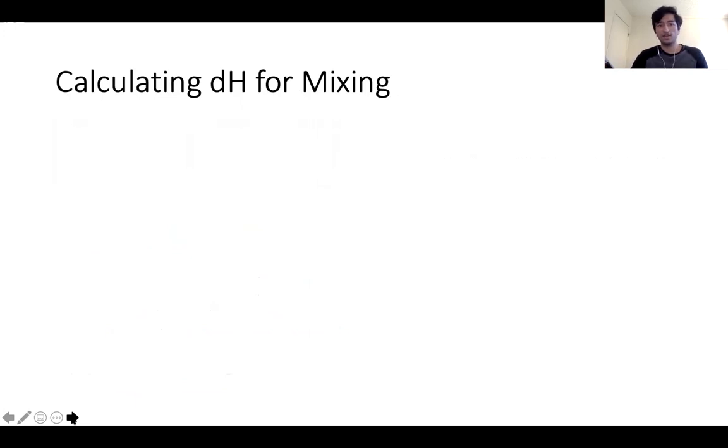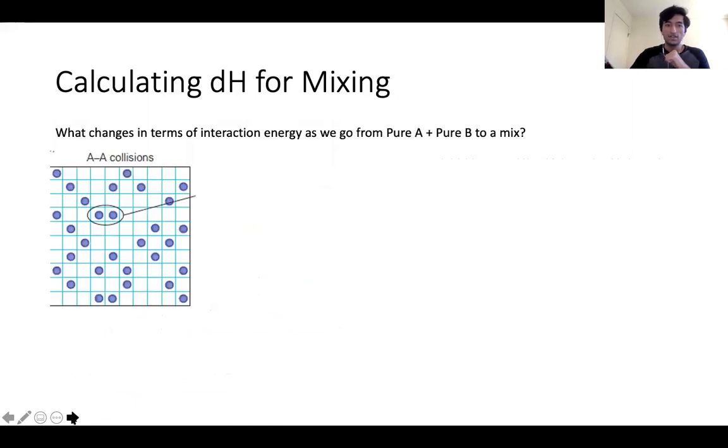I think a good way to start off this discussion of how to calculate delta H is to imagine the system in a before and after picture, and then use that to calculate the change in interaction energy that occurs. This is what the before picture looks like for the system. You essentially just have A molecules interacting with each other, and you would similarly have B molecules only interacting with each other. And between each two A and A molecules or B and B molecules, there would be some type of interaction energy. It doesn't matter what it exactly is, but there's just some type of interaction energy.